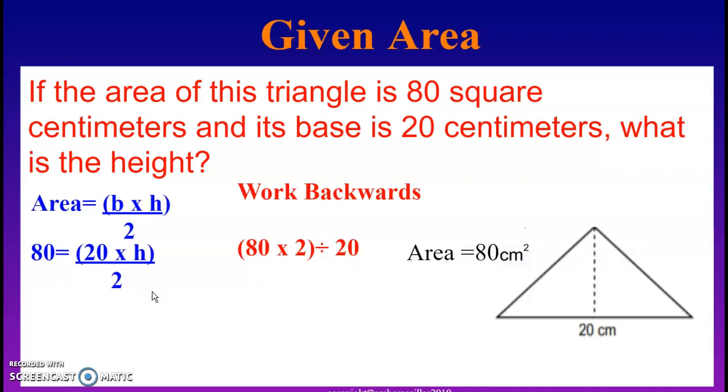All righty, so now we need to find out the height. Remember that 80 times 2 is 160. And 160 divided by 20 is going to give us 8 centimeters. So the height of this triangle is 8 centimeters. Again, if you have not paused the video and written down this information, please do this. They will have examples just like this on your Google form.